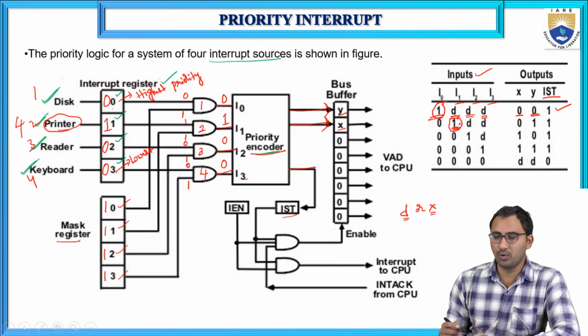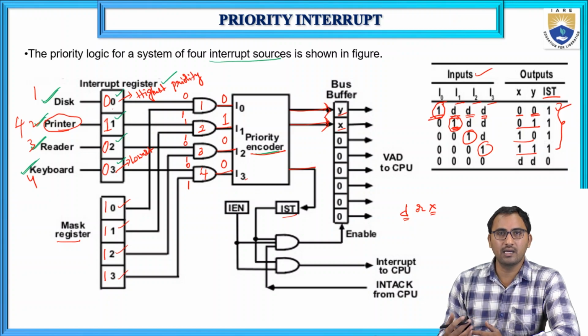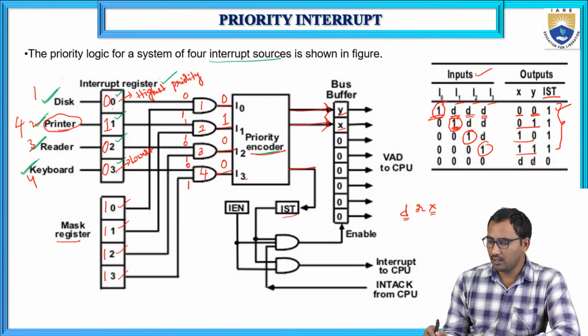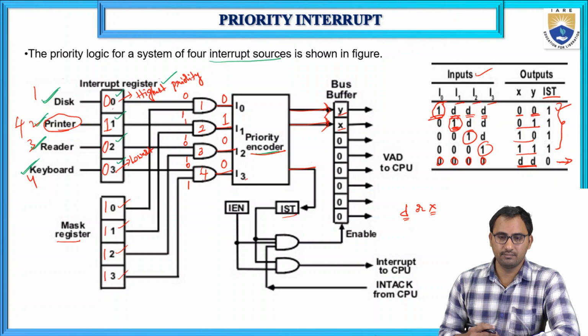So what will be the corresponding output? 0, 1. For third device 1, 0. For fourth device 1, 1. Whenever the interrupt occurs, the corresponding IST bit will be set to 1. Suppose no device generated an interrupt, then all inputs will be 0, so the outputs will be D D, that means don't care, and the corresponding IST bit will be set to 0 because it indicates that no interrupt is generated.